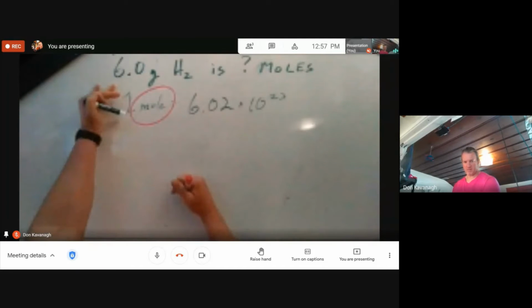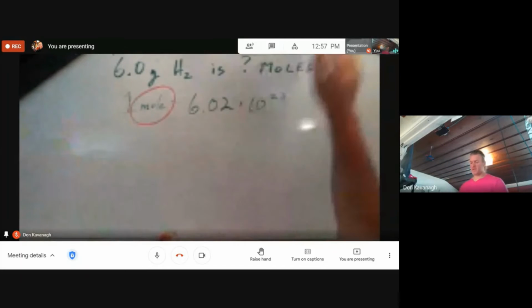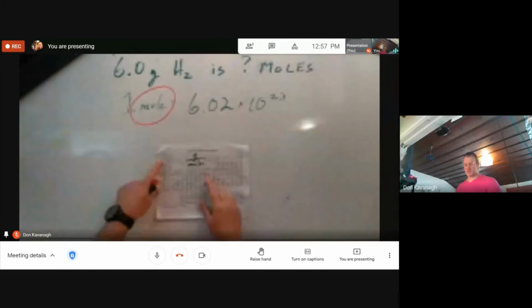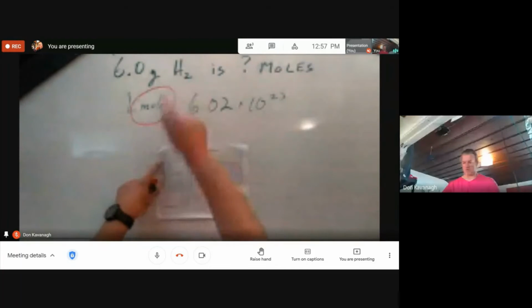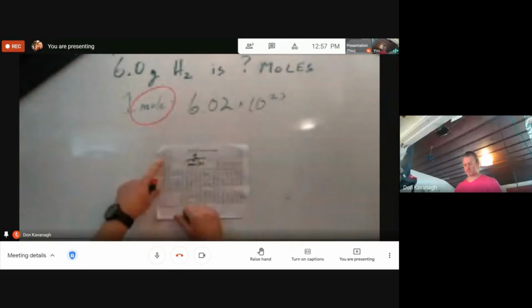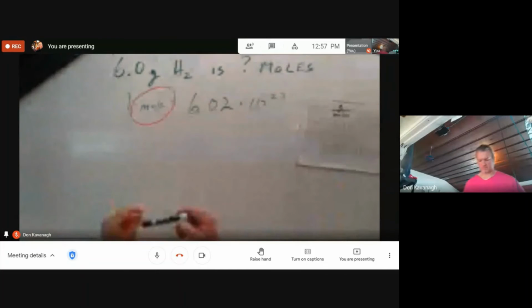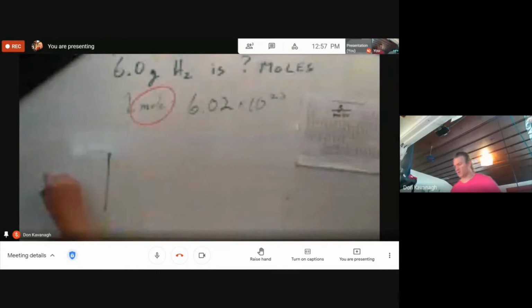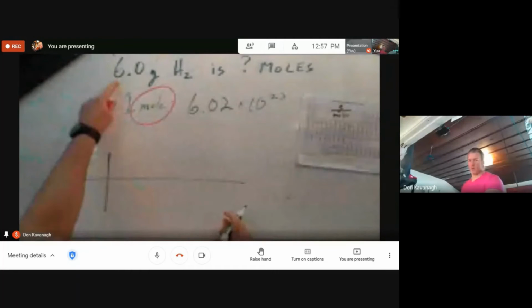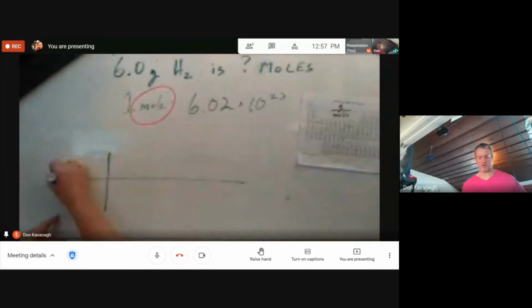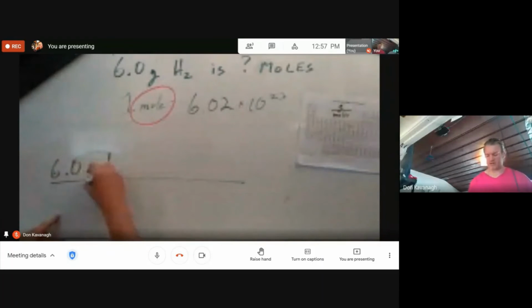6 grams of H2. How many moles of H2 is that? You need your periodic table, and you need to look up the units of the atomic mass of hydrogen. We're doing this for H2, so we're going to set up our scaffold and use our periodic table here. We're only given one thing in our question, 6 grams of H2. That's all we're given, so let's just start our scaffold with that, 6 grams of H2.